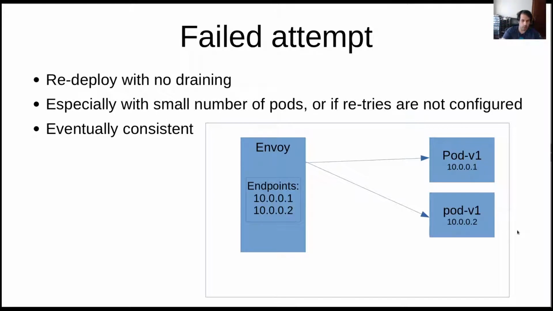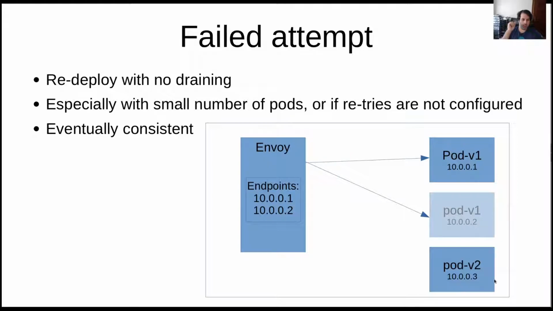All right, so let's talk about a failed attempt here on how we want to do a rollout for another pod in this deployment. So let's say we have Envoy, and Envoy's view of the state of the cluster is that it has two endpoints. It has 10.0.0.1 and 10.0.0.2, right? Now what we want to do is kind of do a rolling deploy of another pod, and remove one of these pods in our deployment.